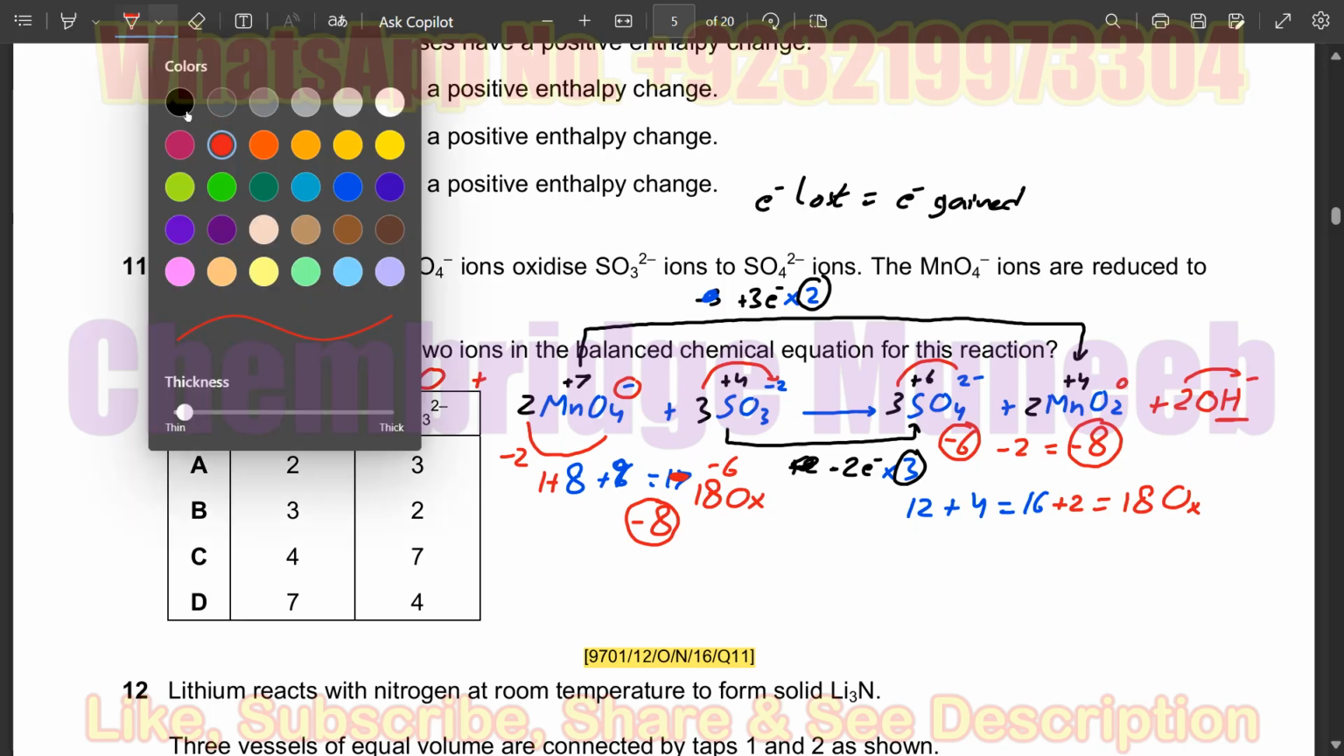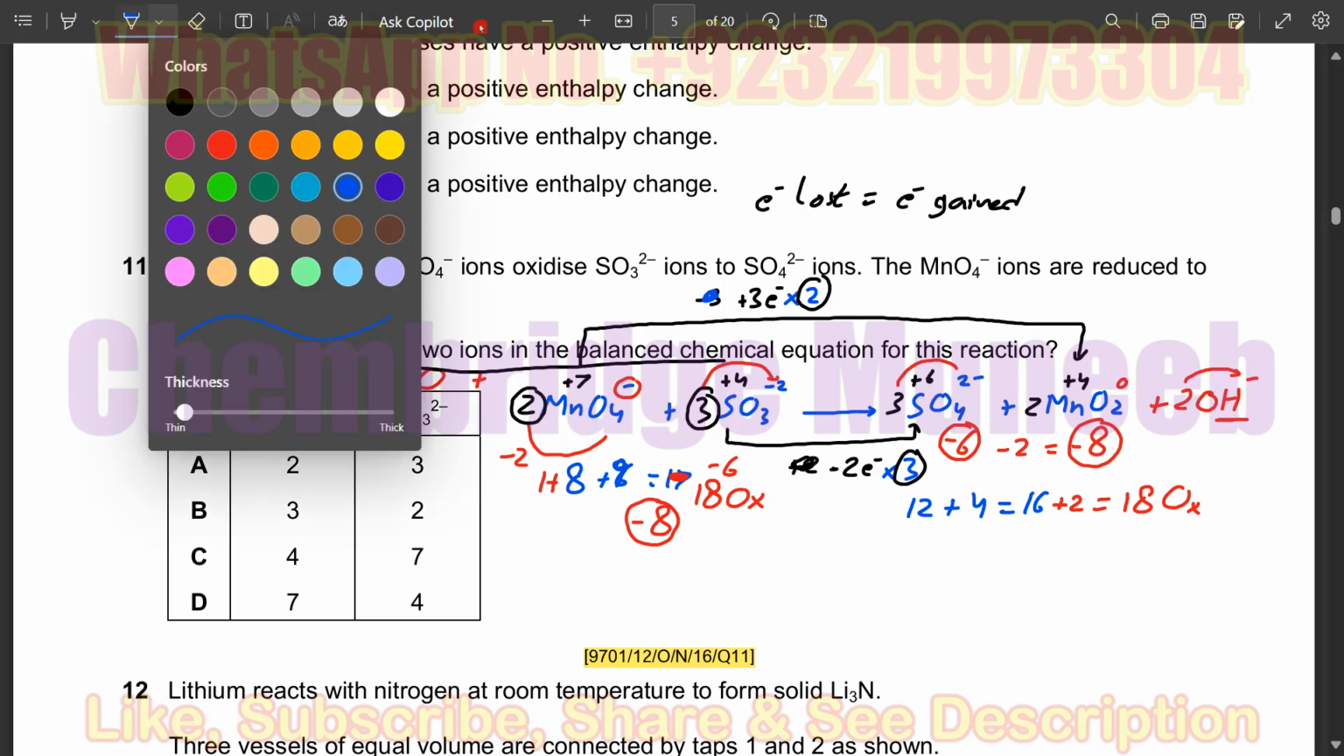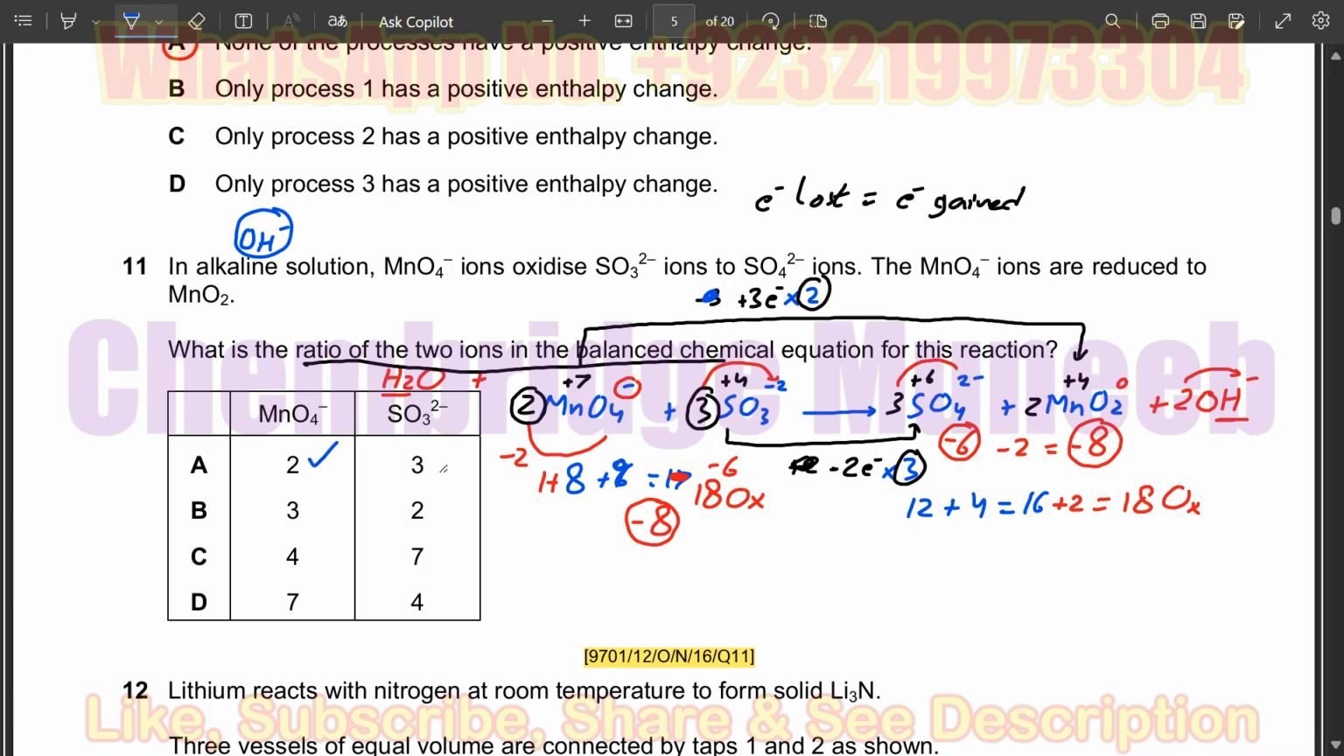Now we can simply find out the ratio of the two ions in the balanced equation. The ratio is to be taken between MnO4 negative and SO3 2 negative. So there is 2 on the MnO4 and there is 3 on the SO3. So from the table, we can see 2 from this column and 3 from this column. So that's how the right answer is option A.